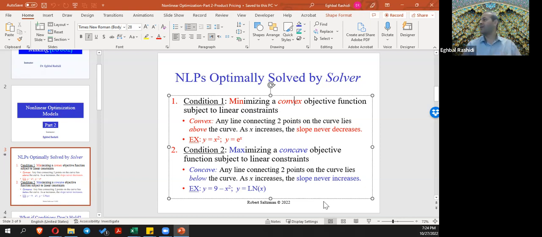This is also true for the concave function, where the function is non-increasing in slope. So we cannot get stuck in any local optimum because there is no local optimum. So the optimal solution that you find is actually optimal. An example of this is 9 minus x squared, which is a concave function.